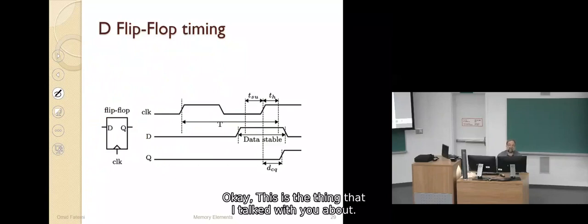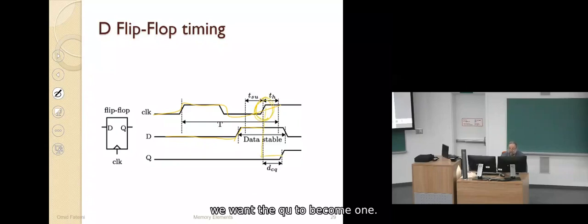This is the thing that I talked with you about: setup time and hold time. You see, this is the clock, and this is data. Data, for example, is 0. At some time, it goes 1. And with the rising edge of the clock, we want the Q to become 1. We have 1, clock comes, so the Q becomes 1.